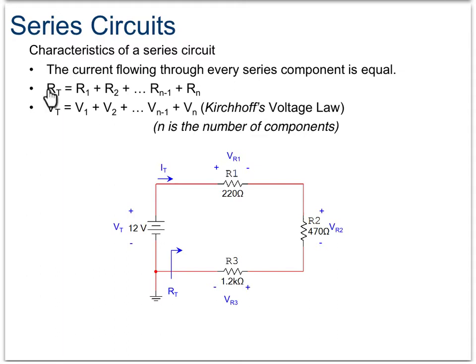Fact 2, the total resistance is equal to the sum of each resistor. So if I add up the resistance of each of these resistors, it's going to be the total. And the third fact is Kirchhoff's voltage law. The total voltage, in this case 12 volts, is going to equal the sum of the voltage at each of these components. If I add this one and this one and this one together, it's going to equal the total volts.